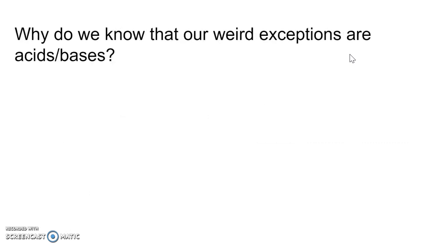Okay, so we talked about two weird exceptions in class last week, or if you haven't talked about it yet, you will talk about it more. So ammonia is a base, but it is a covalent compound, and methanol, CH3OH, is an acid, even though it looks like it has a hydroxide group in there. Okay, so how do we actually know that?